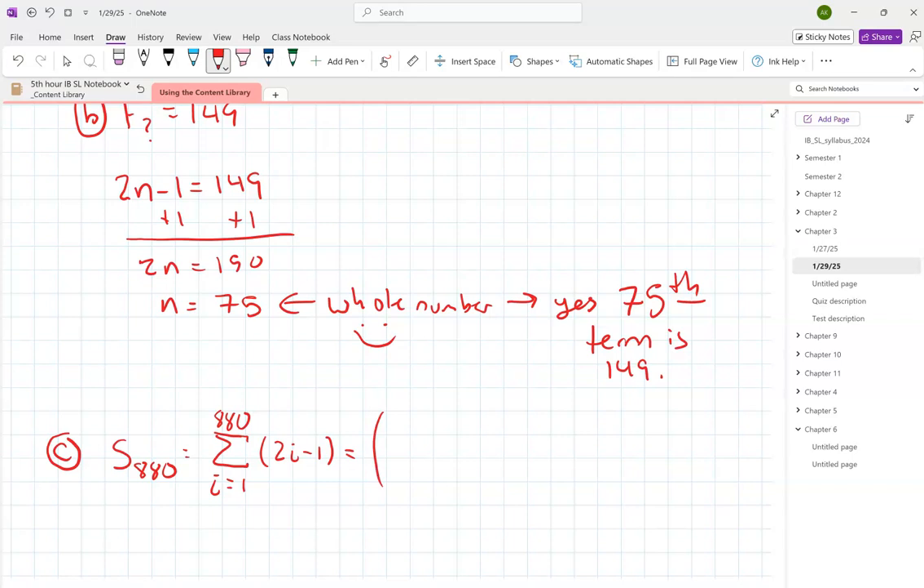And if I wanted to, I can use my formula to do this, or I could use my calculator. Either one will give me the same result. Let's see, 880 times 2 is 1760 minus 1, so 1759.